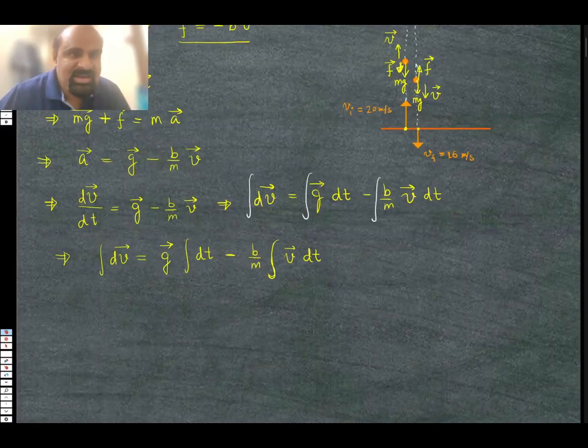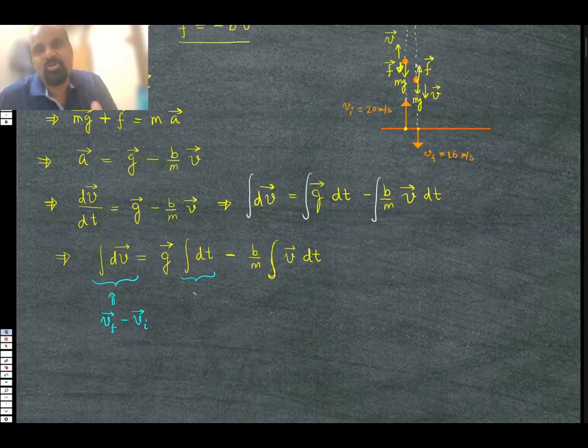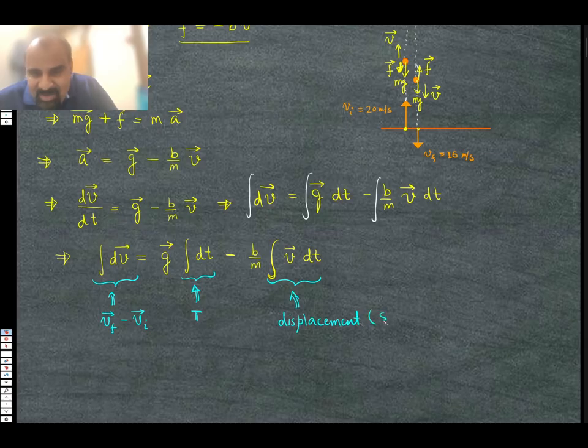Okay, now let's analyze each one of them. The first means change in velocity, which is v final vector minus v initial vector. And what does this mean? This means total time taken, because I'm going to integrate it over the entire period. If you want, you can obviously put the limit, but it's fine. This is a simple thing. So this is going to be total time taken, which you can write as capital T. And what is this going to be? This is going to be displacement vector, S vector.